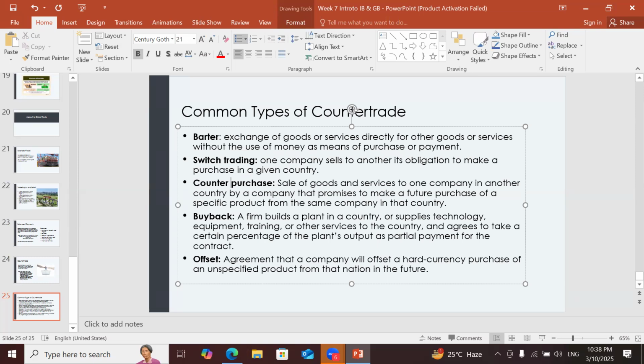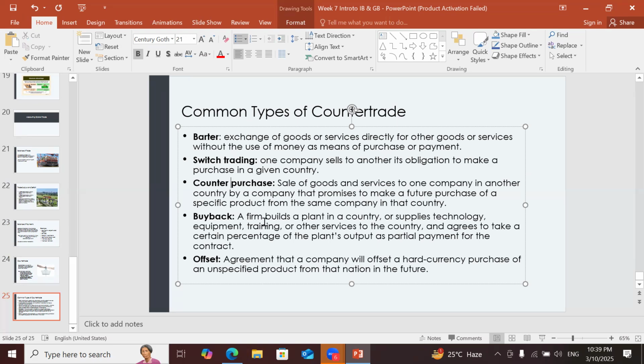Counter purchase: purchase by purchase. You want to purchase another country's product, and the other country wants to purchase another product. No exchange by money. Purchase by purchase, they try to meet the demand.